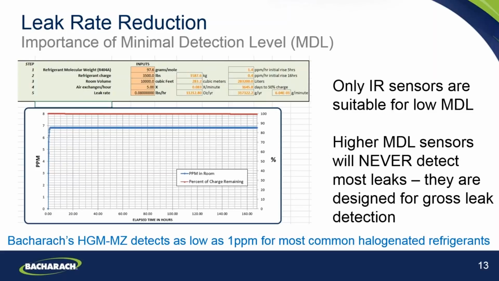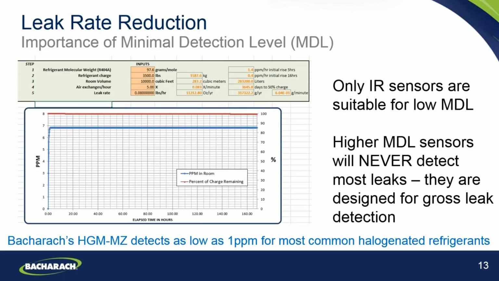If we look at this with a fairly high air exchange rate of 5 air exchanges per hour, taking the view of this being a fairly typical machinery room application with a lot of ventilation happening within there. If we have this 20% annual leak rate happening within that environment, we can see that the distributed and diffused level of refrigerant leaking into that space will never actually go above 7 parts per million.